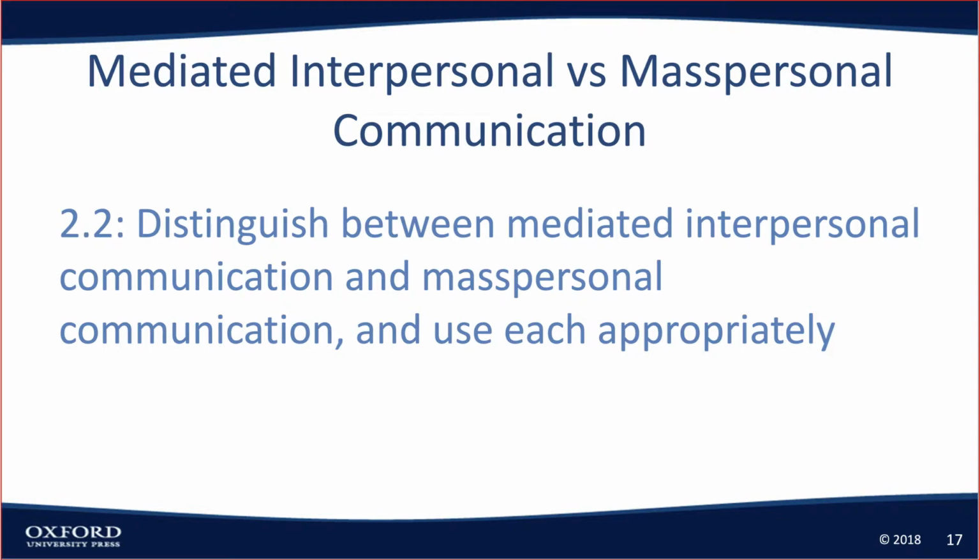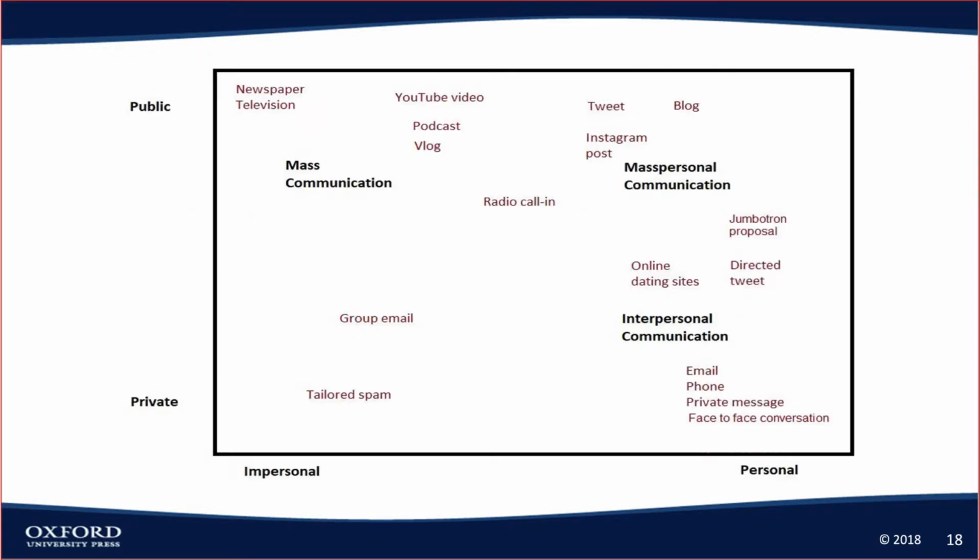Okay, so before the explosion of social media, there was interpersonal communication, there was mass communication. I mean, there were some others, but those are the two. And by mass communications, we basically meant something that was public. So if you look at this chart, we're looking at the upper left-hand corner. It was newspapers, it was television.